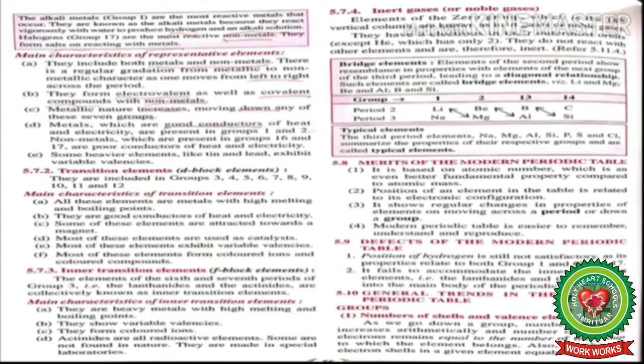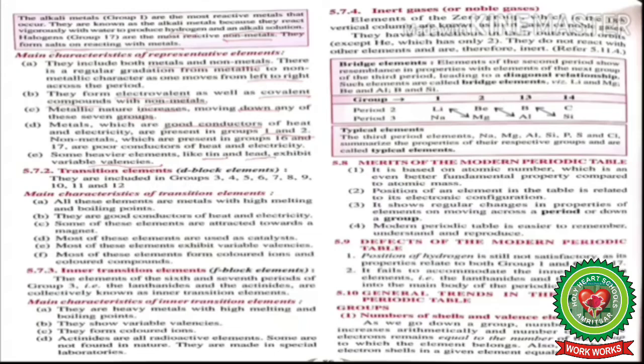D. Metals which are good conductors of heat and electricity are present in groups 1 and 2. Non-metals which are present in groups 16 and 17 are poor conductors of heat and electricity. E. Some heavier elements like tin, lead exhibit variable valencies.